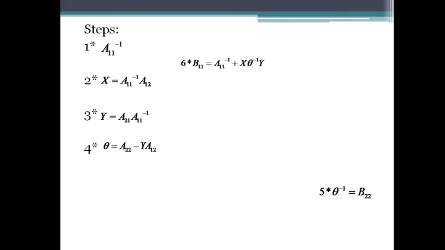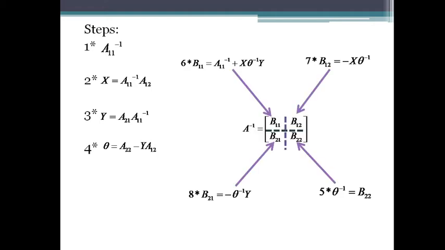Then sixth step, B11 value by using the formula, then B12 and B21. And then we substitute all these four values in this matrix and write down the value of A inverse. This is the method and these are the steps for solving the problems of partitioning method.